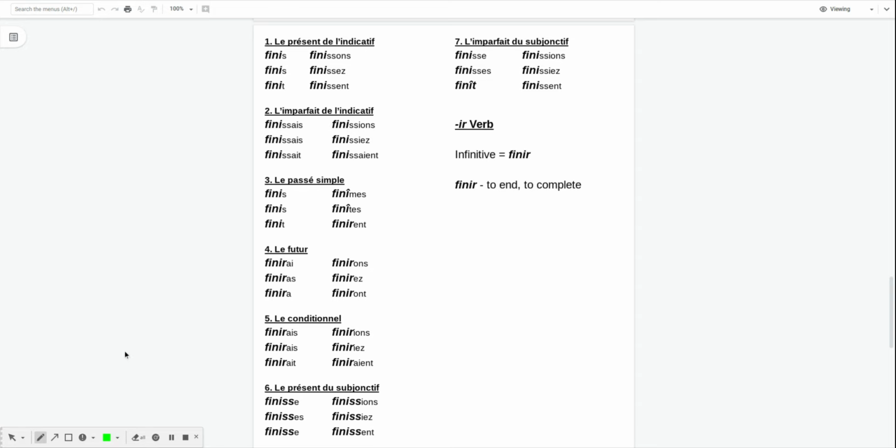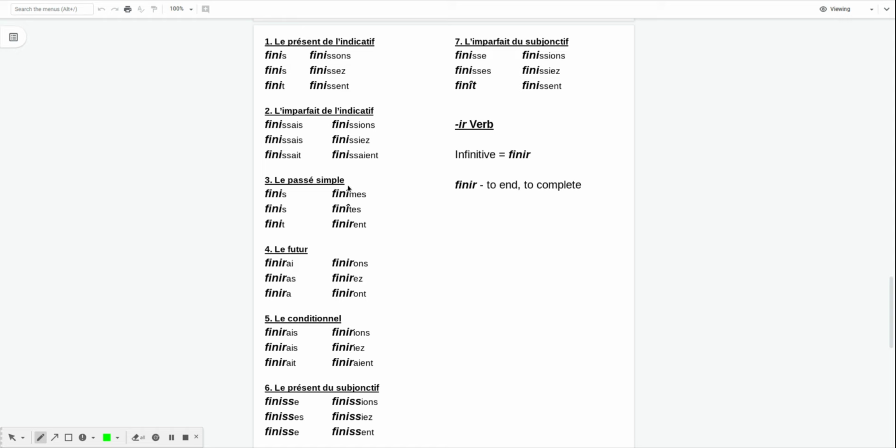And following the video we made on the IR verb, we see that the infinitive is used as the base for le conditionnel and le futur. The other tenses of the 7 simple tenses just use fini.